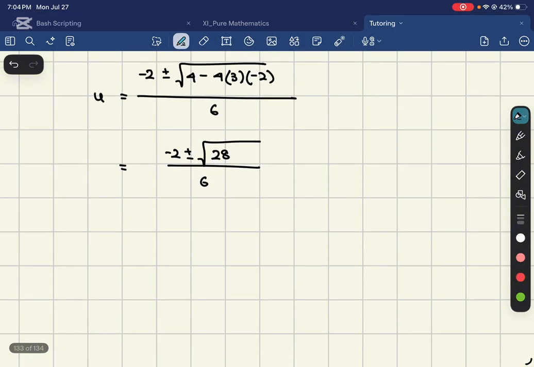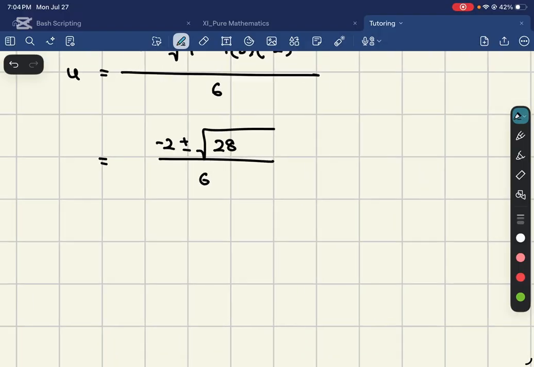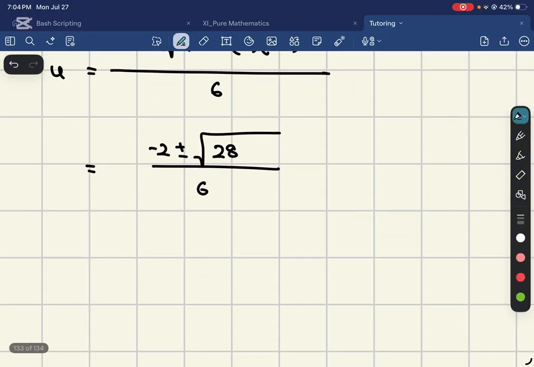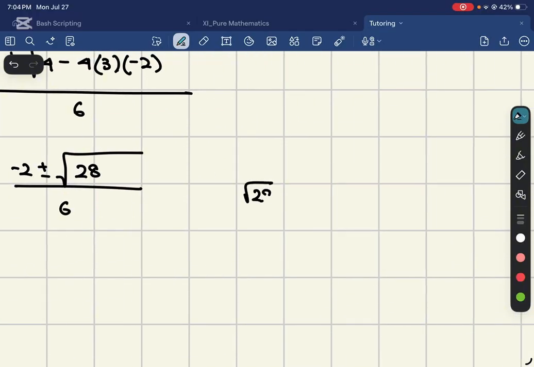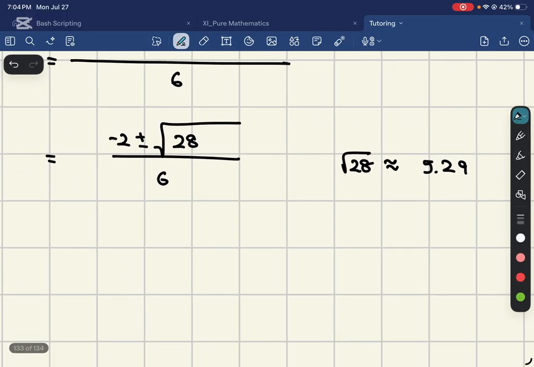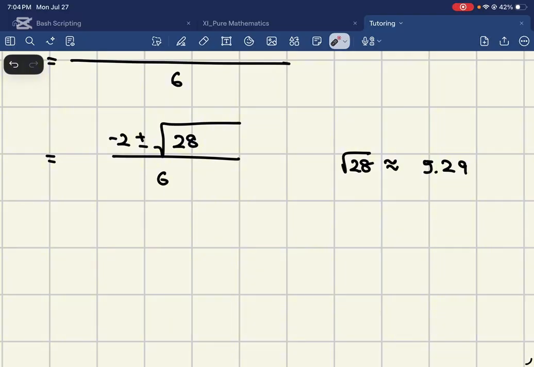So, the square root of 28 is approximately 5.29, right? Usually when you solve for the roots, you have two values. You have minus 2 plus square root of 28 divided by 6, and you have minus 2 minus square root of 28 divided by 6.